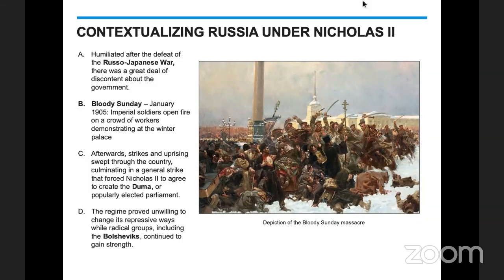And yet what we're going to see in the next decade or so is that he's not going to change the repressive ways. There's a speech, and please forgive me if I sort of butcher the quote, but the year after Bloody Sunday, after he's agreed to create the Duma, there's a quote to the Duma where he basically affirms that it's going to be an autocracy like his deceased father. And he kind of militantly says that this is not going to be a representational government. And that's really going to allow these radical groups that are wanting change to gain strength.